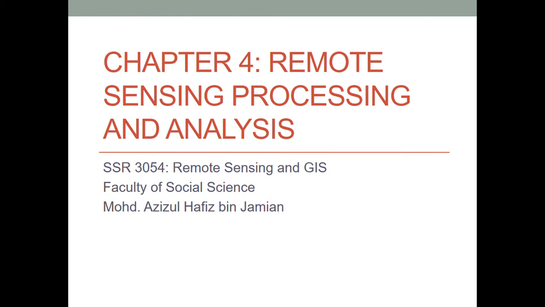Alright, hi all. So today we will talk about chapter 4, remote sensing, processing and analysis. In this chapter, we will discuss the whole remote sensing process, starting from the raw data until you can come up with the map that we want to create. That is what we call a thematic map. For this exercise, later we will try to develop or produce land use data.